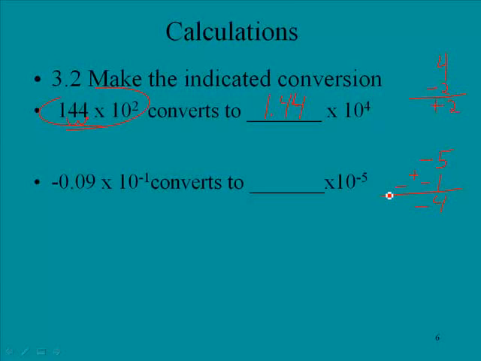So to convert this, we would need to move 4 places. So we'll go 1, 2, 3, 4. And it's still minus, but it's going to be 900. And we have that conversion.